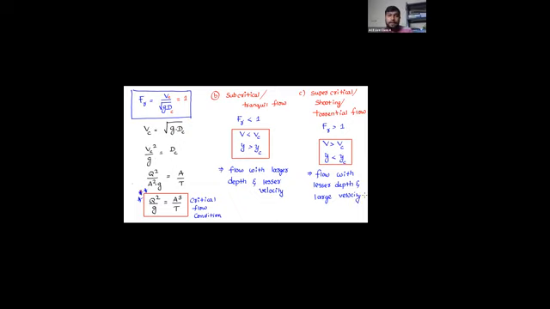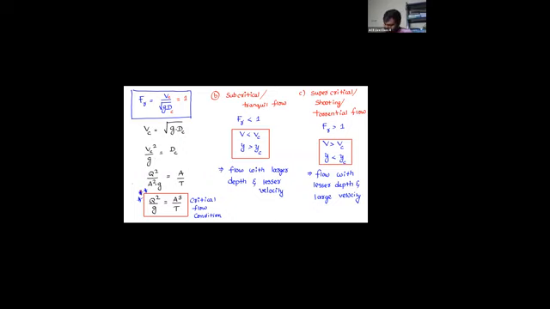So, my dear, I want to conclude after all this discussion: wherever the flow is passing with a lesser velocity and the depth is more, the flow with a larger depth and lesser velocity is known as a subcritical flow. And the flow with a smaller depth and larger velocity is known as a supercritical flow. I hope you understood this, right?